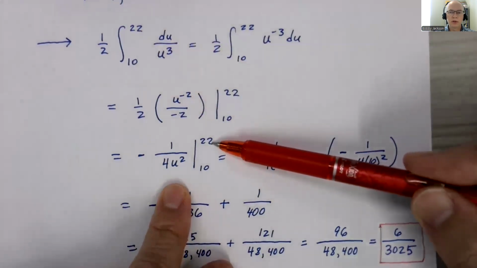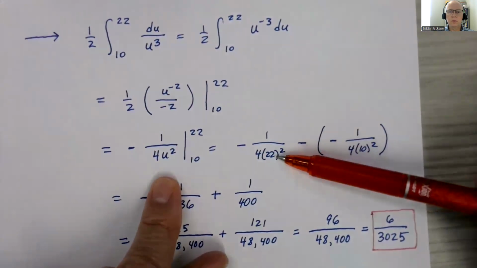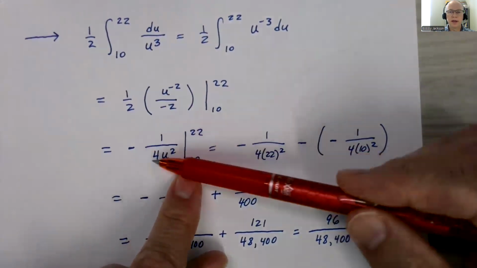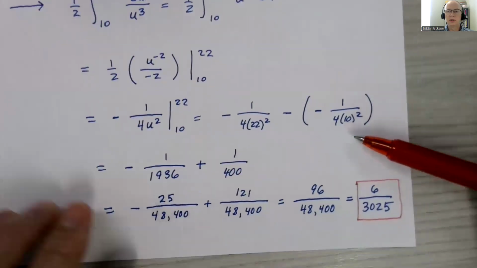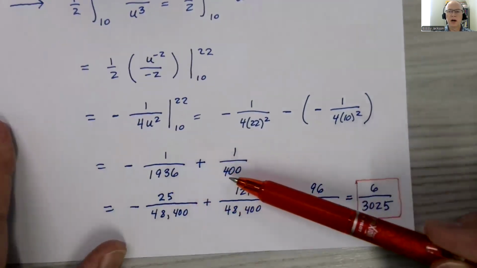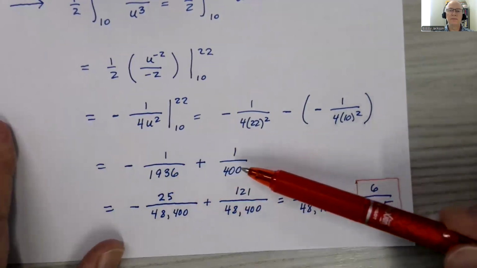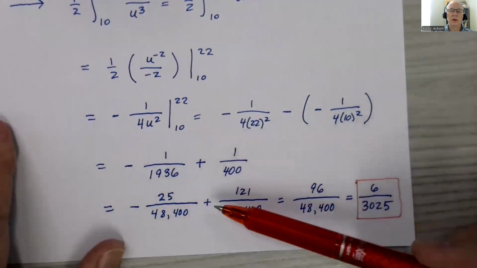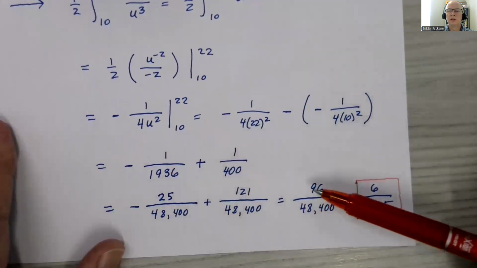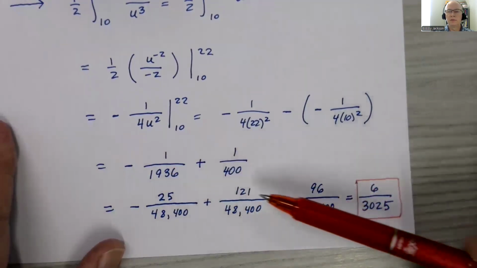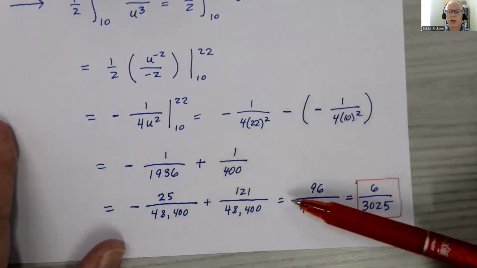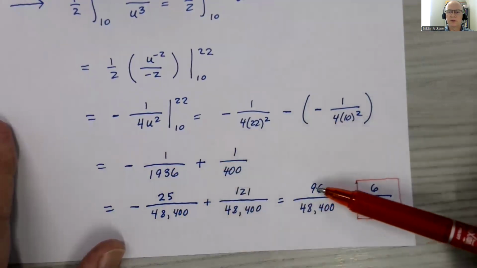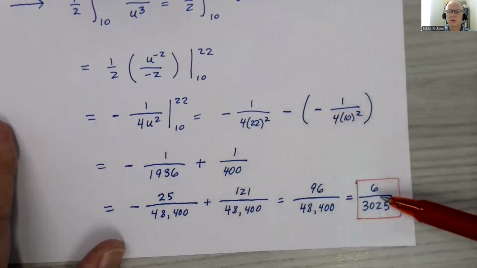So I'm going to plug in u is 22, and then minus this negative 1 over 4u squared, where u is 10. So we get some big fractions, at least big denominators of fractions, small fractions actually. So we are able to find a common denominator, and then we're able to add, well, minus a negative, or subtracting, but minus negative becomes positive. And adding this negative fraction to this positive fraction gives me this, which simplifies down to this.